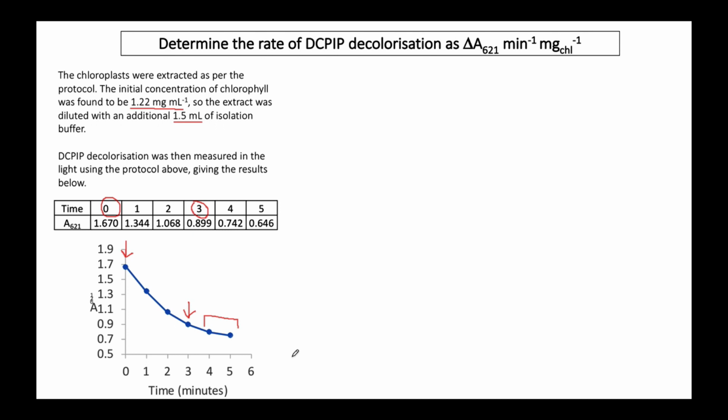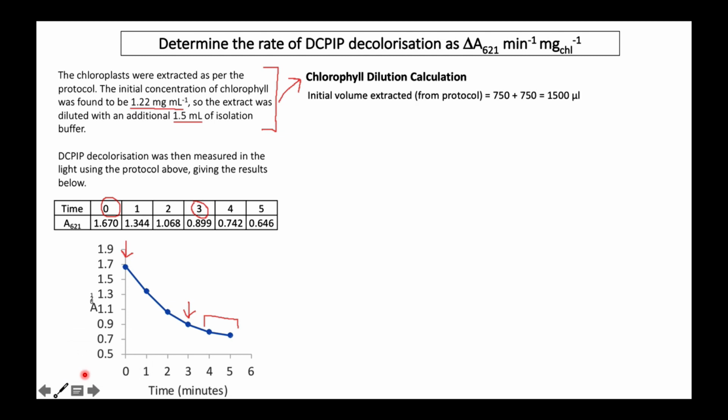Okay, so there are a few different steps we need to do this calculation, so let's walk through it. The first thing we need to do is deal with this information here to work out the actual concentration of chlorophyll that we use. At the moment we've got the undiluted concentration of 1.22 mg per mL, but we need to find the diluted concentration. For this, we've got an equation that we can use.